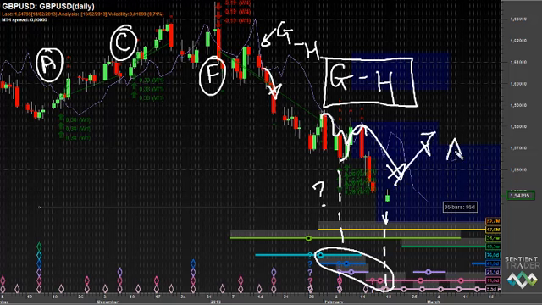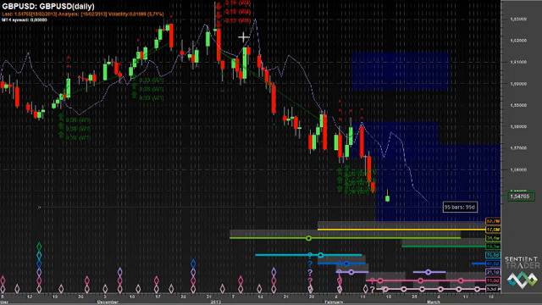Taking an A category long trade as price bounces out of that 80-day cycle trough. That's the situation in the British pound to US dollar. Let's take a look at the euro to US dollar.